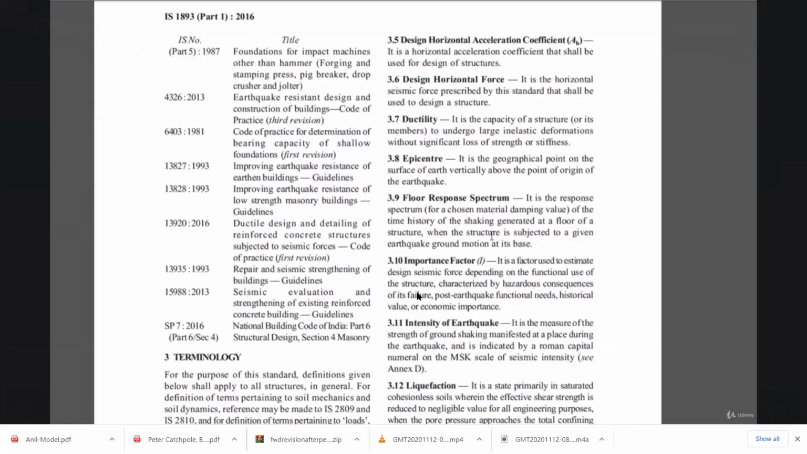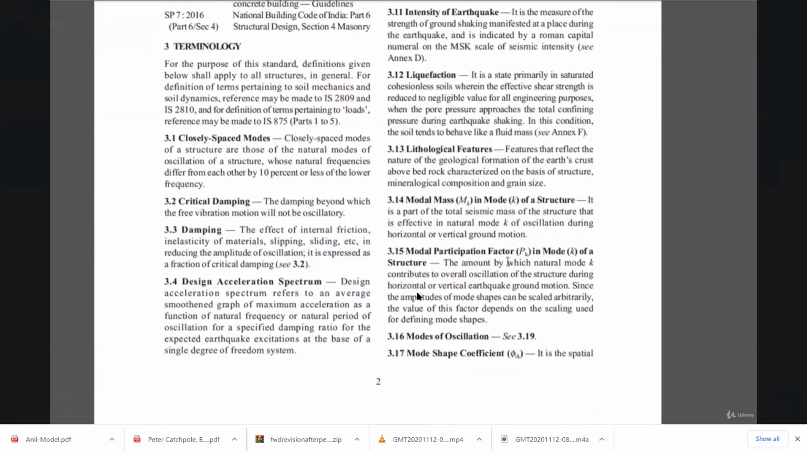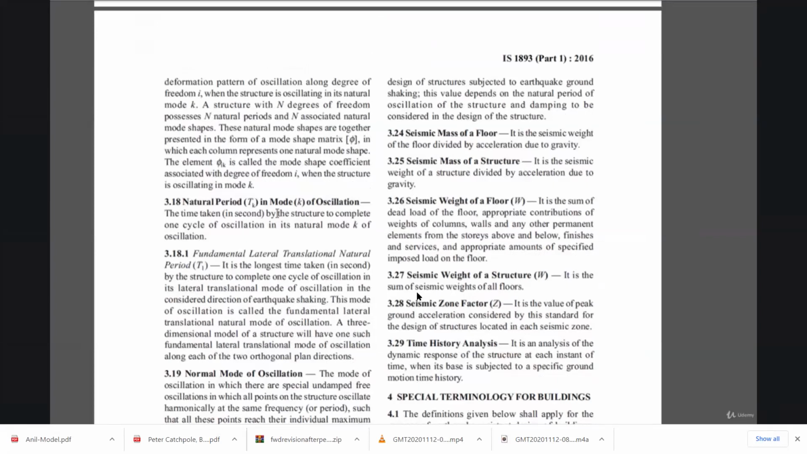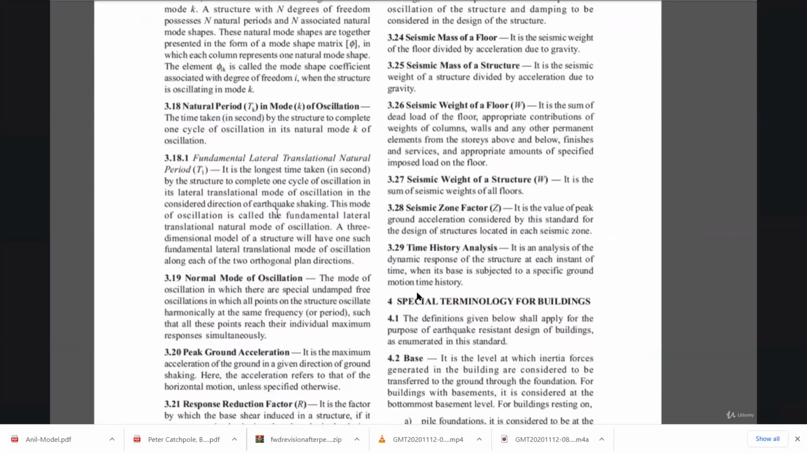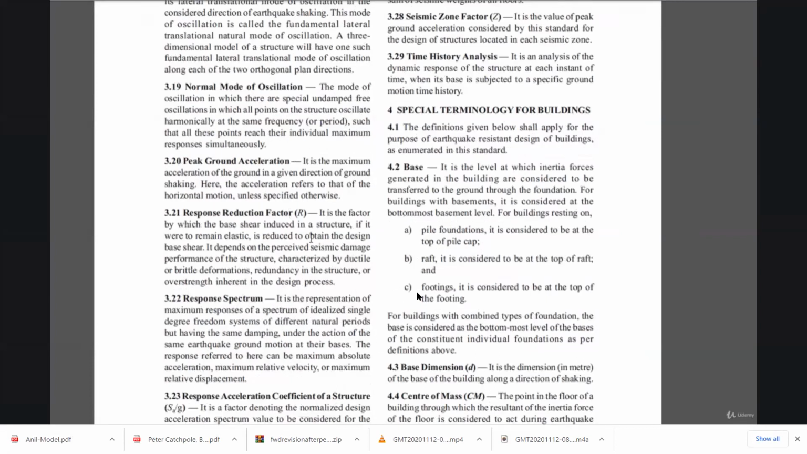Epicenter, floor response spectrum, importance factor. For the importance factor, the code gives us an importance factor value for different buildings. Intensity, liquefaction, modal mass of a structure, modal participation factor. So the amount by which natural mode k contributes to the overall oscillation of the structure during horizontal or vertical earthquake ground motion. Then natural period; the code gives us a formula for the natural period, the fundamental translational natural period. The code gives us a formula. Peak ground acceleration, which we name PGA.